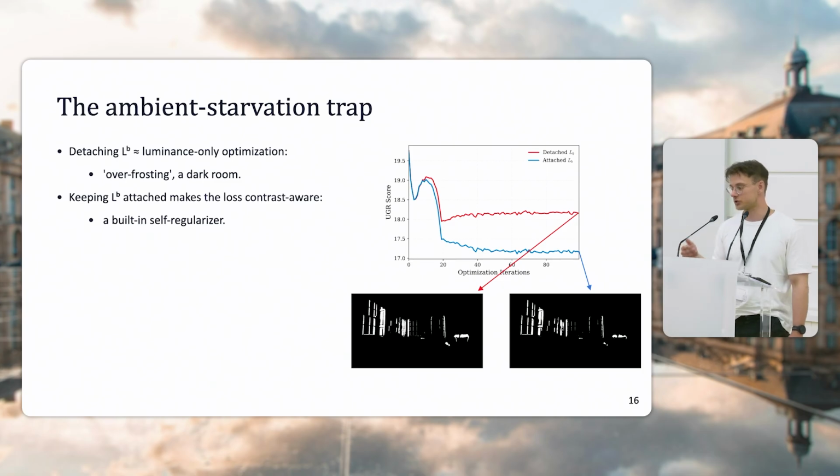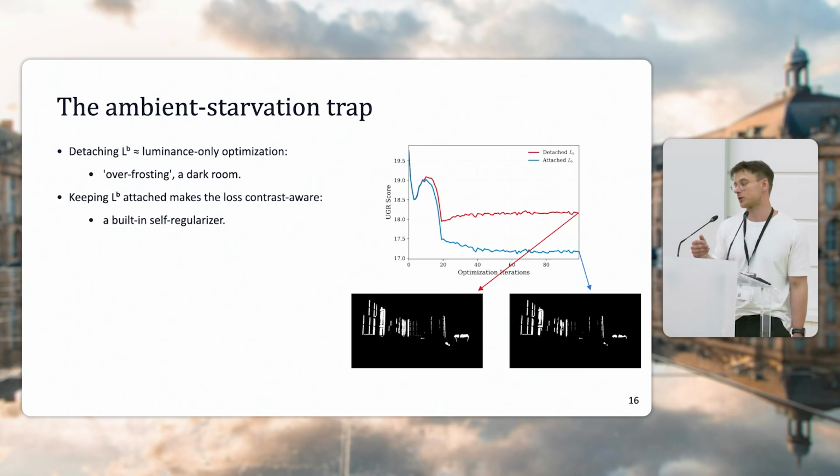So whether you fall into this trap really depends entirely on one implementation choice. Do you let the gradients flow through the background radiance, or do you detach it? If you detach, the loss basically just goes back to becoming a standard luminance optimization on the hotspots, and the optimizer happily overfrosts into a dark room, so the red curve here.